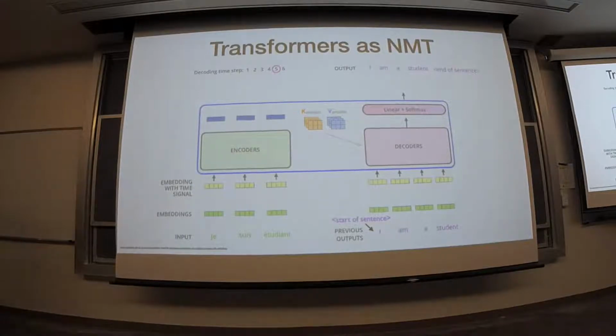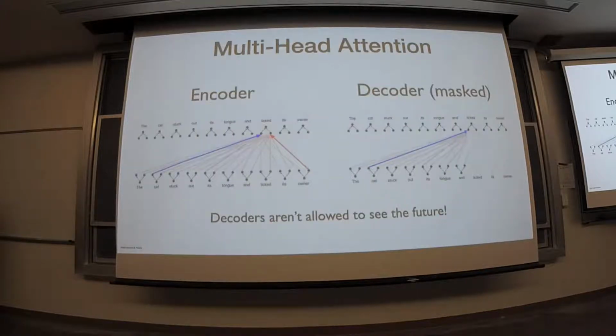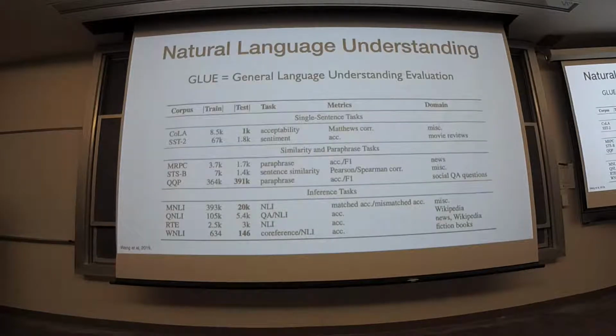So transformers come out, show this wonderful performance on neural machine translation, and with less computational cost. Great. So what? What's the big deal? We have just another neural machine translation system. It's already pretty good. Well, what's the big deal?